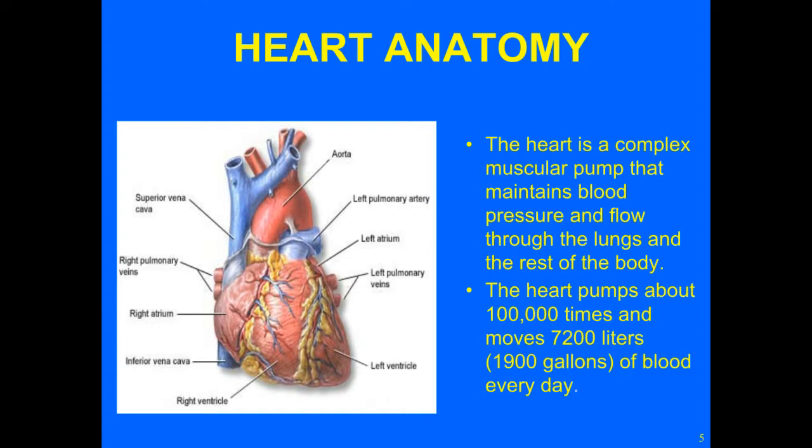The heart pumps about 100,000 times a day, and it moves 7,200 liters or 1,900 gallons of blood every day. So think about it: you have about 5 to 6 liters of blood, which is about 1.5 gallons circulating. That's your normal blood volume, but your heart pumps the equivalent of 1,900 gallons of blood every day. So your heart is the hardest working organ in your body. It beats 100,000 times a day, and it moves 1,900 gallons of blood every day.